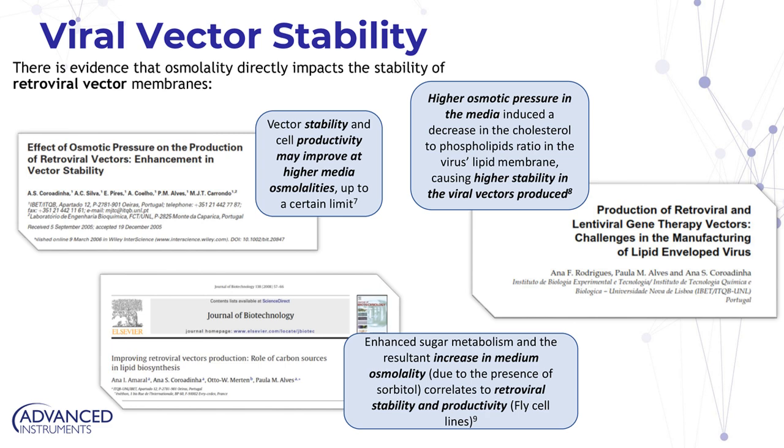The other piece that was investigated, and another key factor, is sugar metabolism. So increased levels of sorbitol or any type of osmolyte, in this case it's a sugar, positively correlates to the retroviral stability and the productivity. And I did mention here that for this team, they were using fly cell lines. So again, this is pretty specific to what this team was looking at, but it's interesting that in general, they were able to establish this positive correlation between osmolality and the viral vector stability.